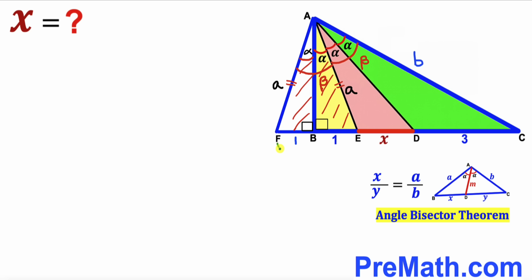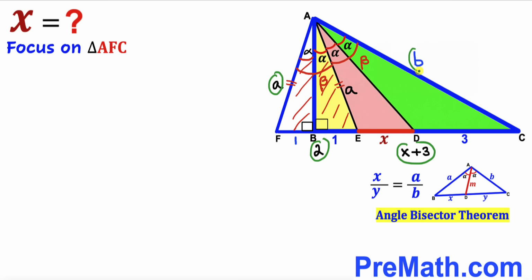And furthermore, this EF segment length is going to be 1 plus 1, which gives us 2. And likewise, this whole segment CE length is going to be x plus 3. So therefore we are going to apply the angle bisector theorem on this triangle AFC. In other words, the ratio of 2 and x plus 3 is going to be equal to the ratio of a and b.